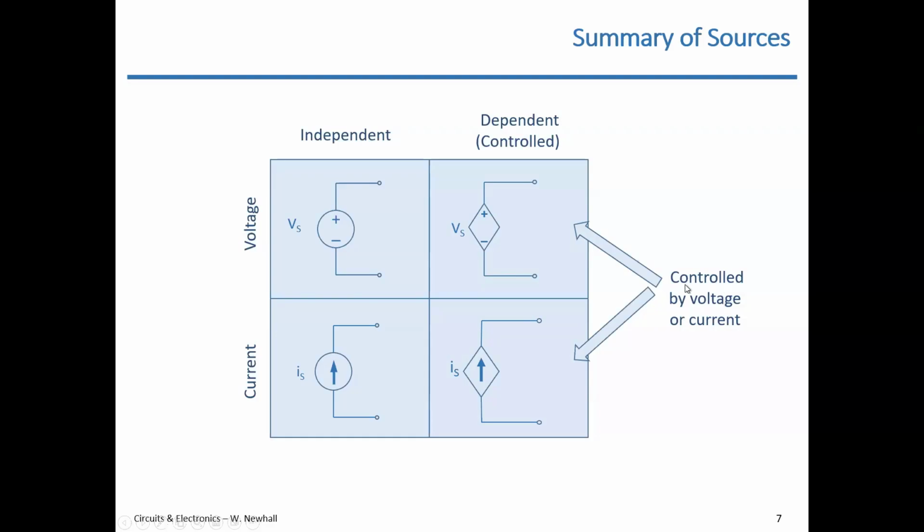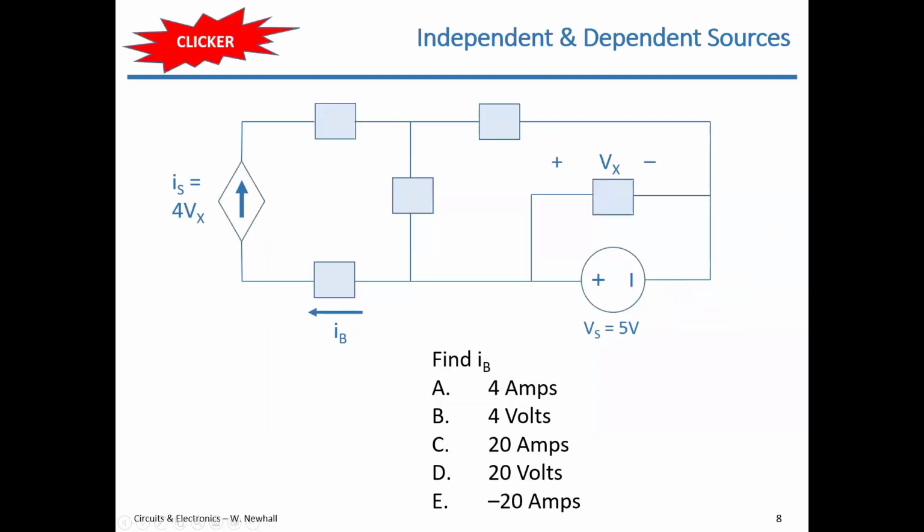Let's work a clicker problem. Let me get the clicker software running here. So here's a circuit. These blue boxes are circuit elements. Doesn't matter what they are. You do have a couple of sources here. Here's a source here, here's a source here. I have a current labeled I sub B. I have a voltage labeled V sub X, and then specified current and voltage for those sources. So find IB. What is IB?